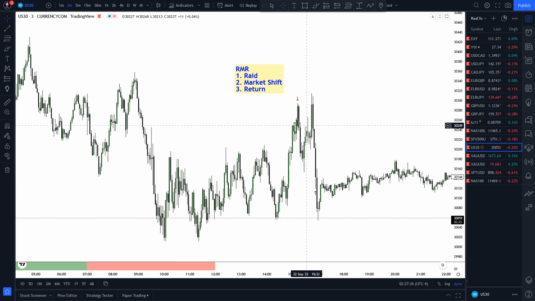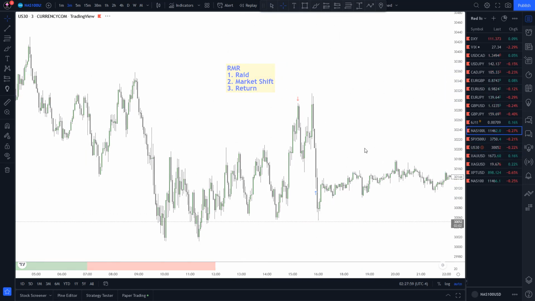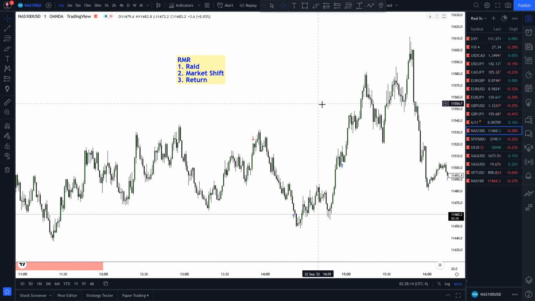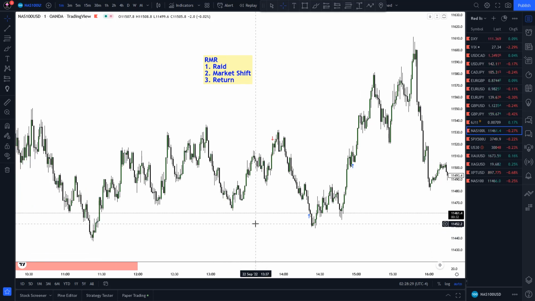So the pattern we all know and love to trade is the RMR pattern, but before we get into this Dow trade, I need to speak about the NASDAQ. And so here on the NASDAQ, you can see we took another trade prior to our Dow trade. I'm just going to speak through this one very briefly because if I put two trades in one video, the video would just be too long.